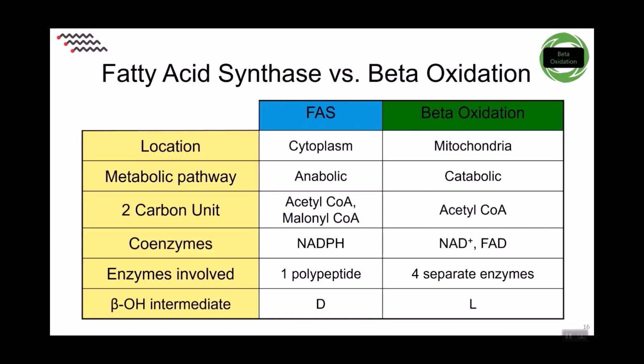If we compare fatty acid synthesis to beta oxidation, fatty acid synthesis is going to take place in the cytoplasm, while beta oxidation takes place in the mitochondria. Synthesis is an anabolic process, so we are going to require energy, and fatty acid synthase is going to need the reduced coenzyme NADPH, while in beta oxidation we saw NAD+ and FAD being used to make NADH and FADH2 in 2 redox reactions.